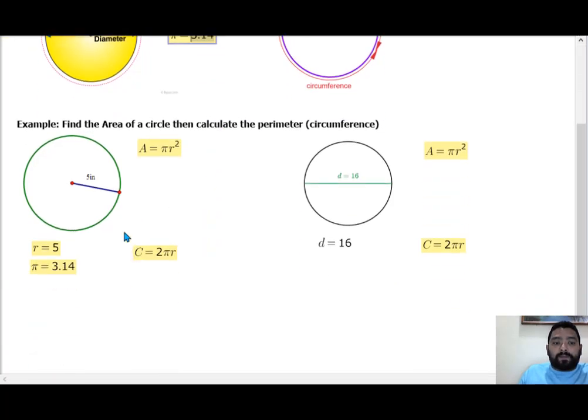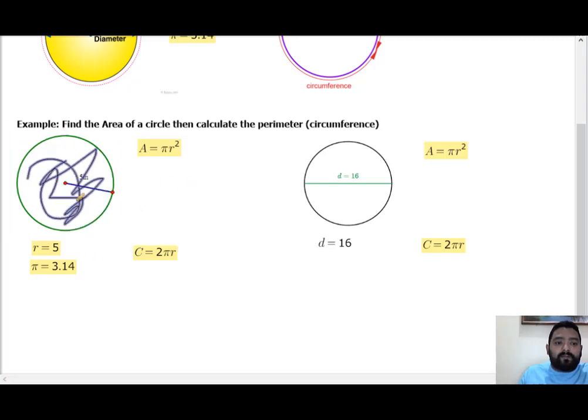Here I have some examples. Imagine that you want to get the area of this one. Remember, the area is inside the figure, and the circumference is around the shape. So to get the area, we are going to use this formula, A equals pi times radius to the second power. The radius here is 5 inches, and pi is 3.14.